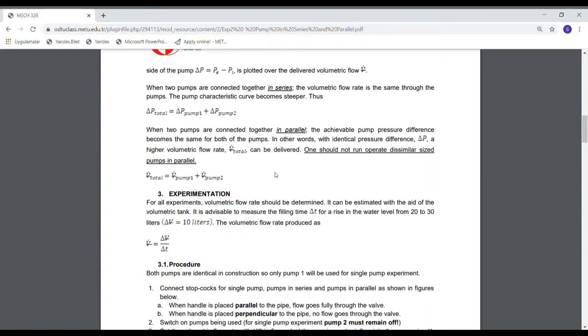On the other hand, when we connect two pumps in parallel, the achievable pump pressure difference becomes the same for both pumps. In other words, with identical pressure differences, a higher volumetric flow can be delivered. And at the end, we will get this equation. We will use this equation for pumps in parallel. We will sum the flow rate for pump 1 and the flow rate for pump 2. As a side note, we should not operate dissimilar sized pumps in parallel.